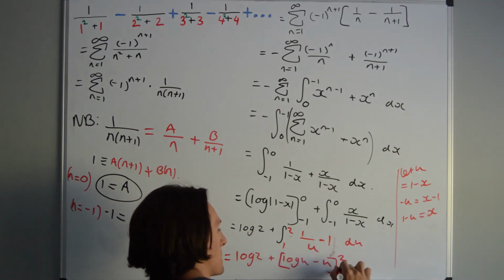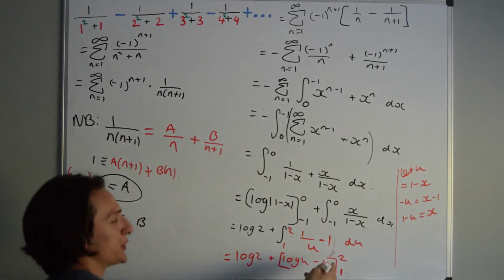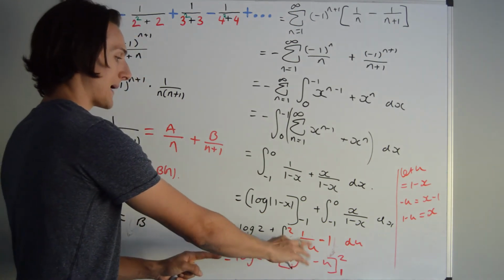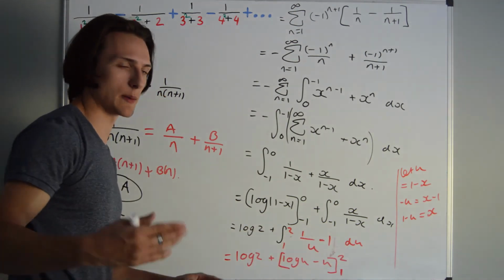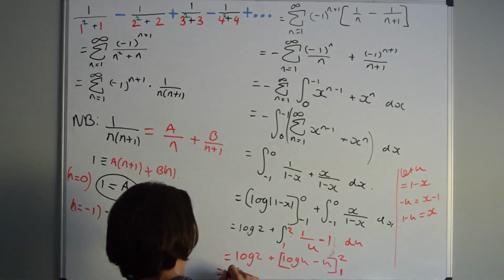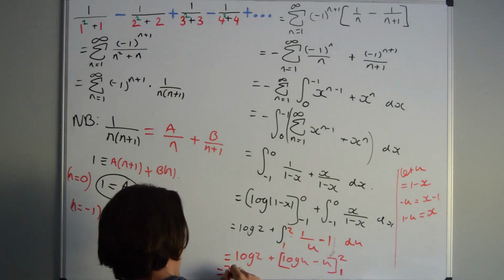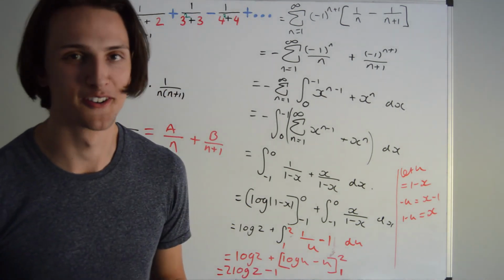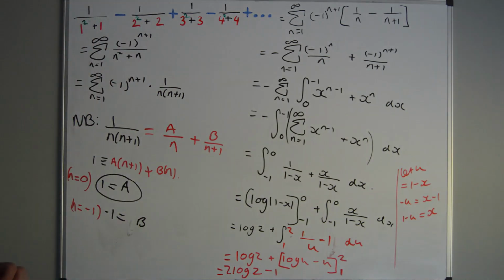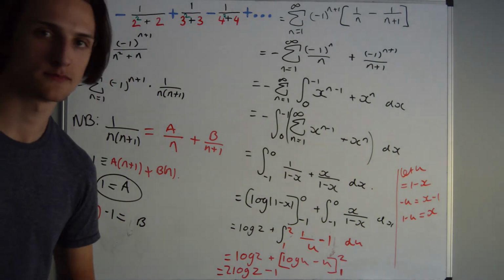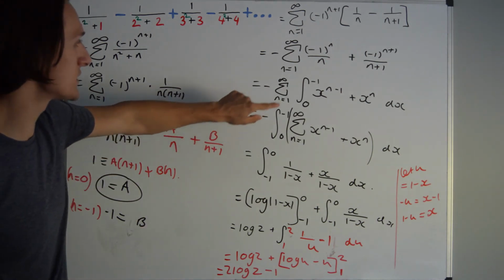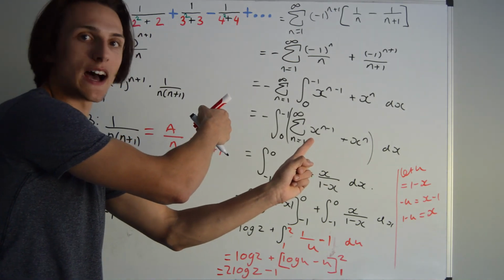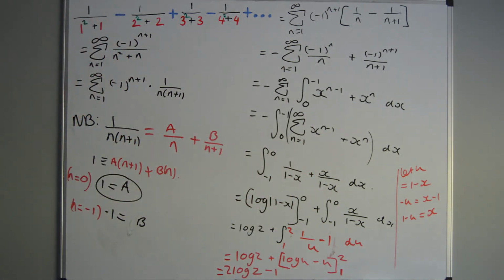And then when we plug in our limits, we're going to get log 2, and then we're going to get minus 1 when you plug in the limits. I'm not going to write it down because I have space. So altogether we are left with 2 log 2 minus 1. Super awesome problem. And it all comes from that integral, and the fact that we can switch it. It's such a cool trick. When that works, it is super satisfying.